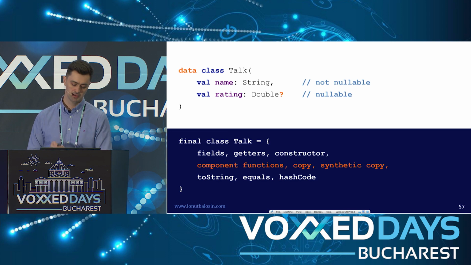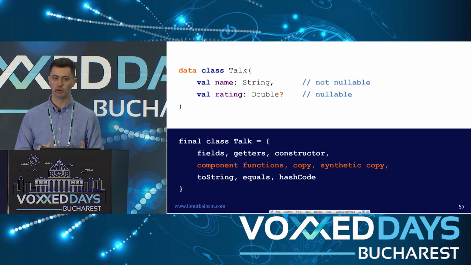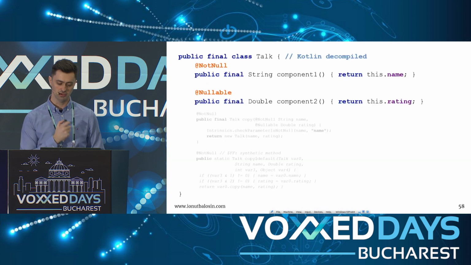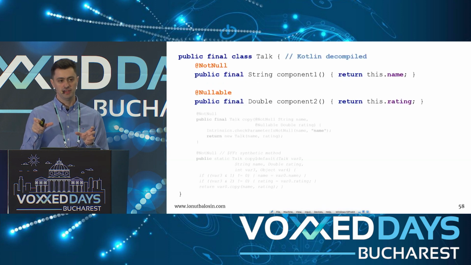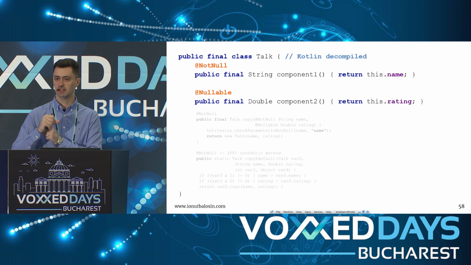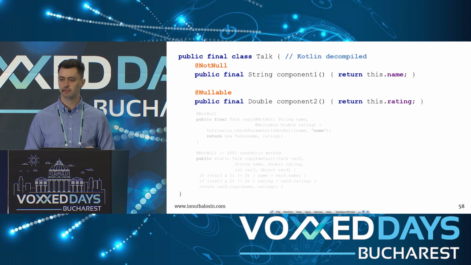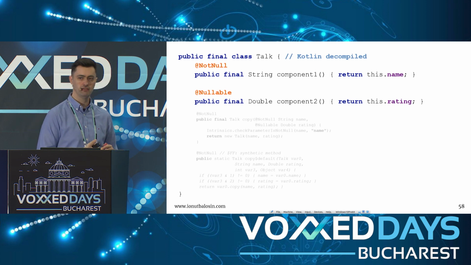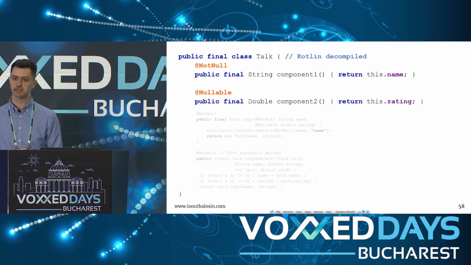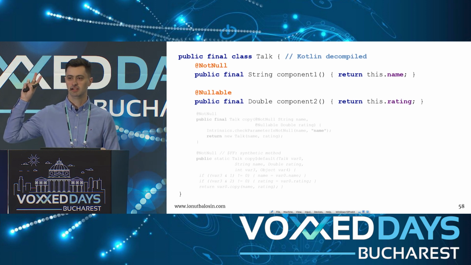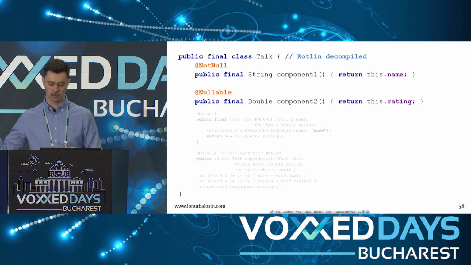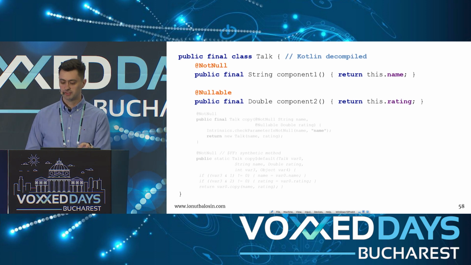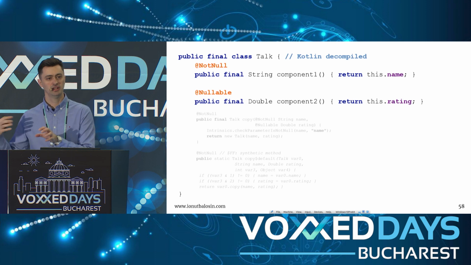So let's look into the pink ones, for example, the component function, the copy, and the synthetic copy, to see how they look. For each field, the Kotlin compiler adds a component method, which actually returns that field. And this is used in the case of destructuring declarations. Have you heard about destructuring declarations? Okay, we will talk about it in a moment. I will tell you what it means.